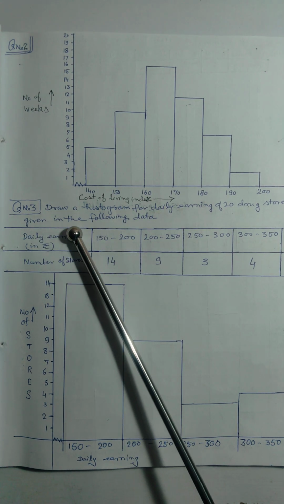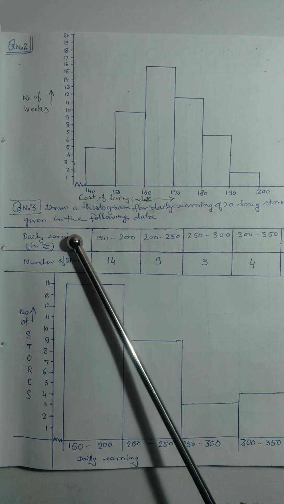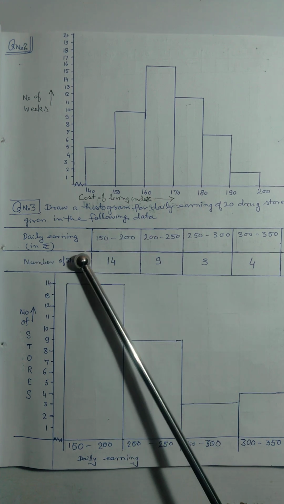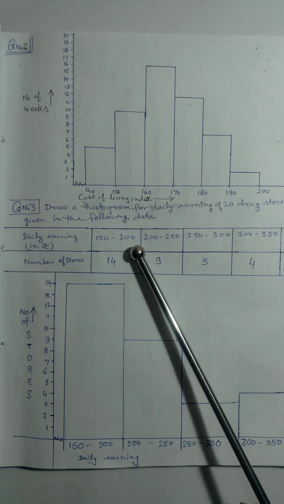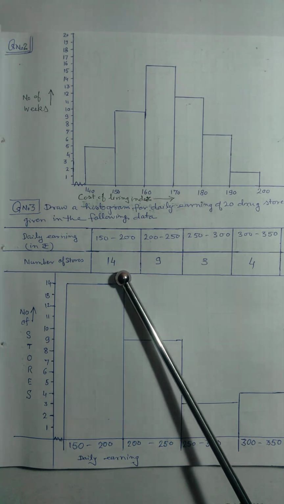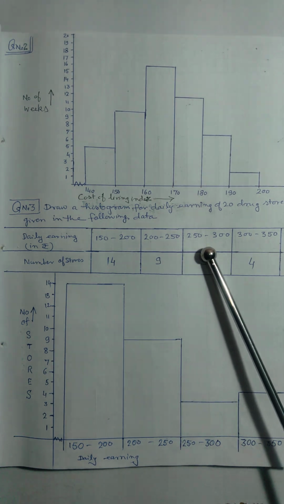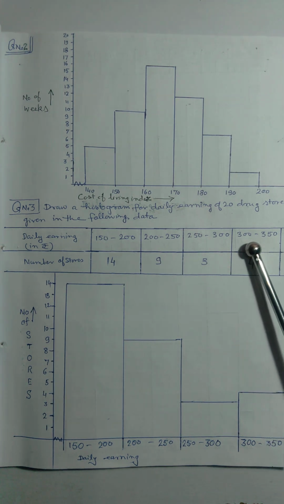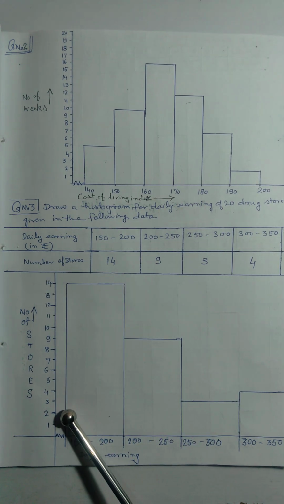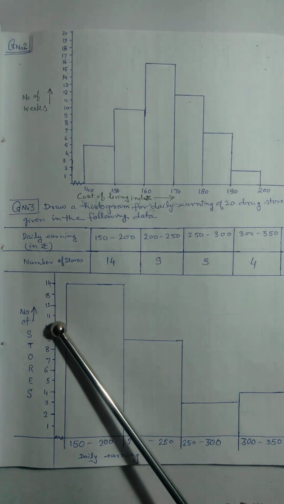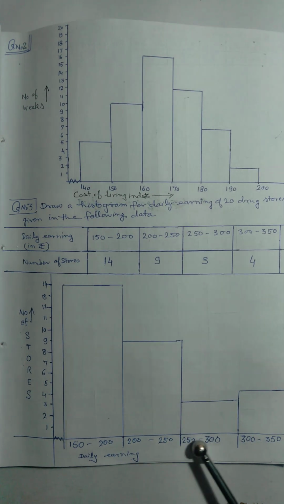Now come to question number 3. Draw the histogram for daily earning of 20 drug stores given in the following data. The daily earning in rupees, number of stores: you see the class is 150 to 200, number of stores 14; 200 to 250, 5 stores; 250 to 300, 3 stores; 300 to 350, 4 stores. These numbers of stores have been represented along the y-axis vertical line and the daily earning along the x-axis.